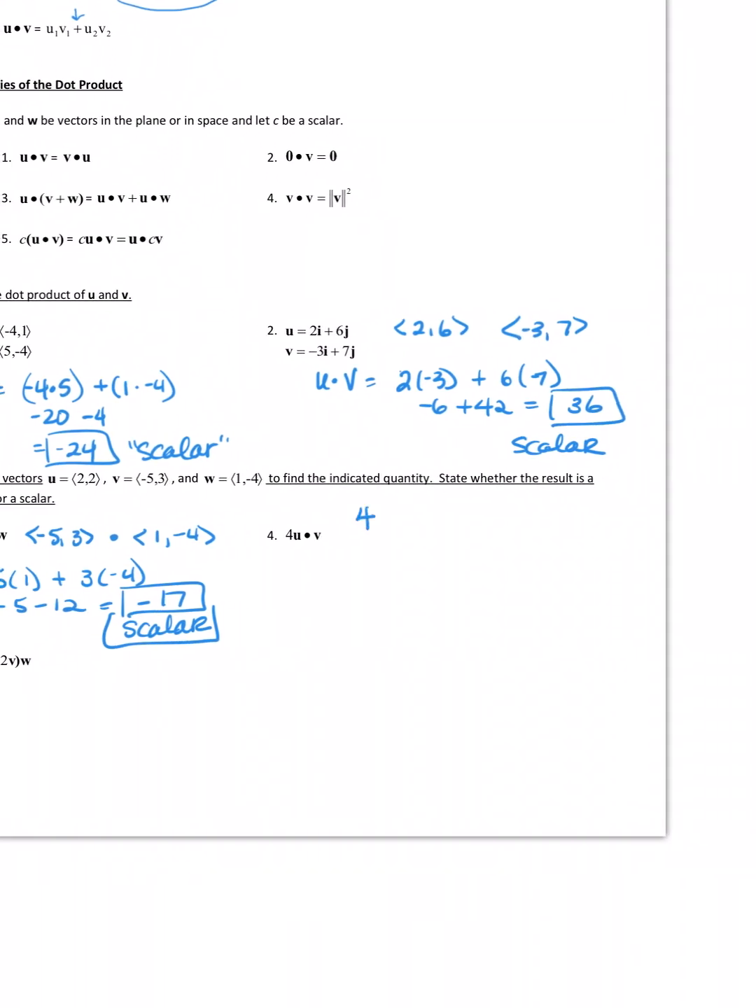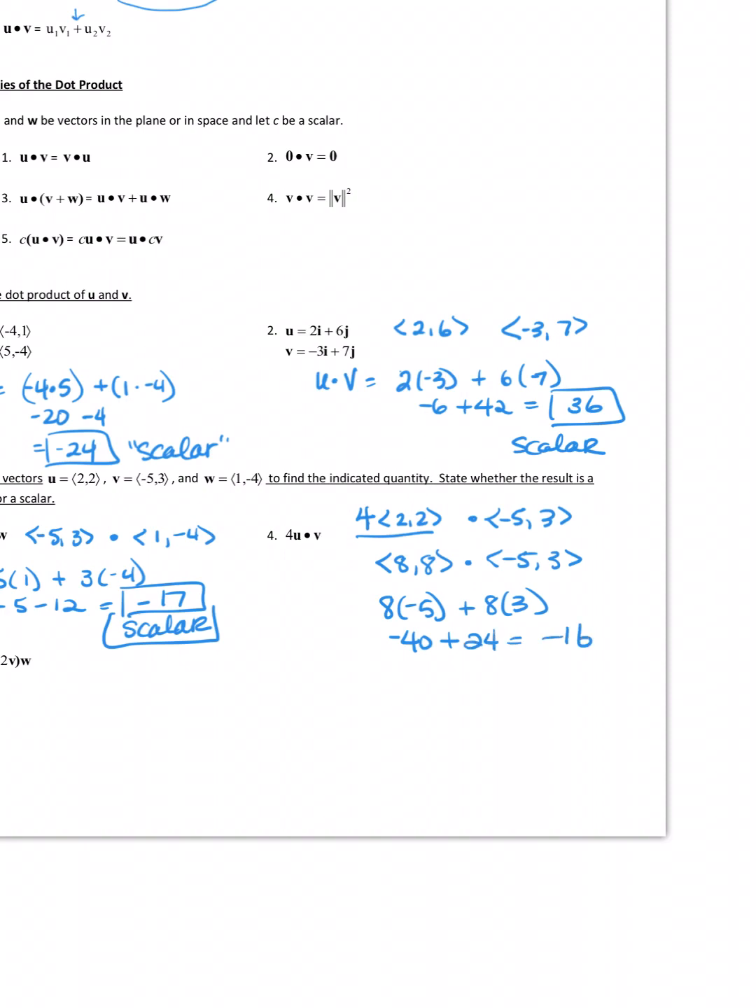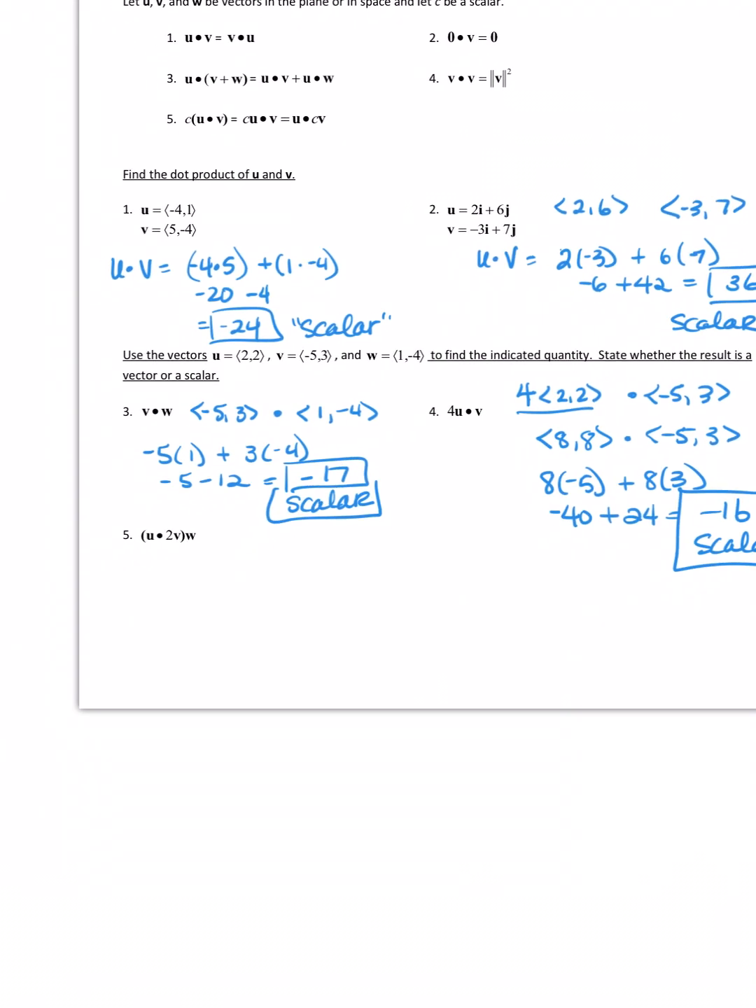Number 4. 4 times U, which was 2, 2, dot product of V, -5, 3. Okay, so I need to do this part first. So 4 times U would give me 8 and 8. Then I do the dot product. So 8 times -5 plus 8 times 3. So it's -40 plus 24 gives me -16. No longer has two parts, so it's a scalar. All right, let's try one more.